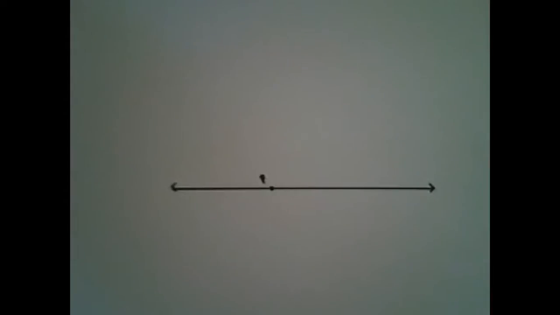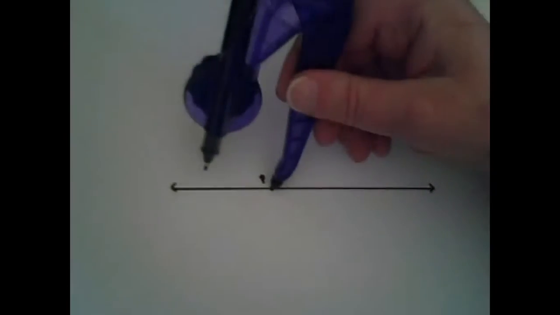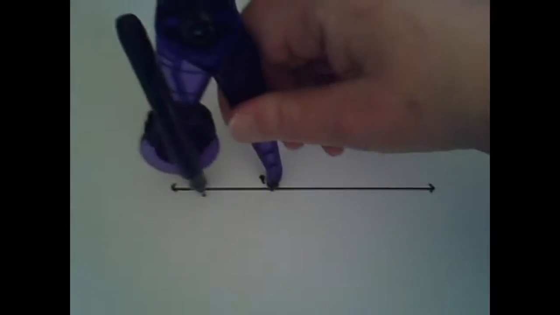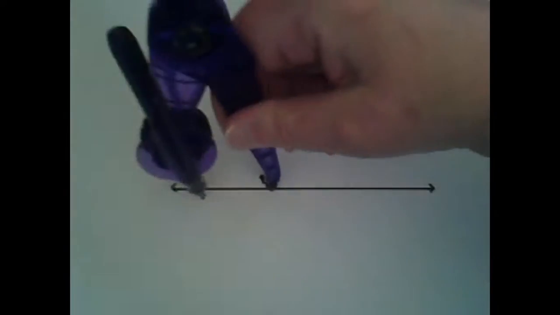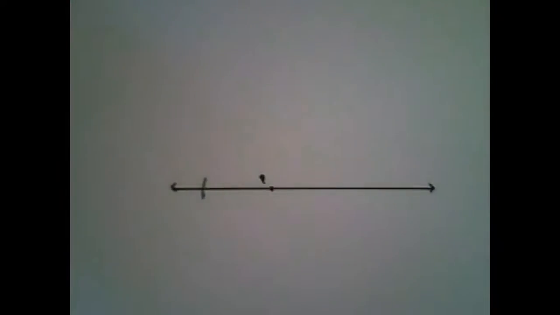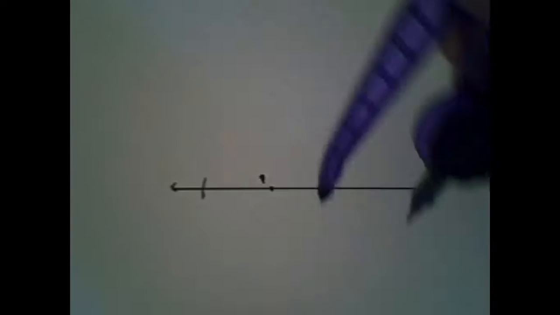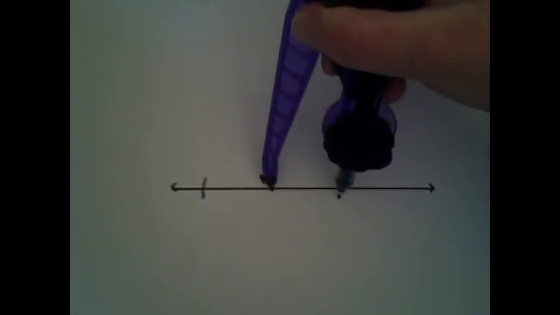So I want to construct a perpendicular to this line, but I want that perpendicular to contain point P. Now remember, the only place you can put the point of your compass is on points and intersections, and we only have one point here. So we're going to put the point of the compass on this point, and we'll make an arc to the left of that point, and without changing the size of the compass, we're going to make an arc to the right of that point.